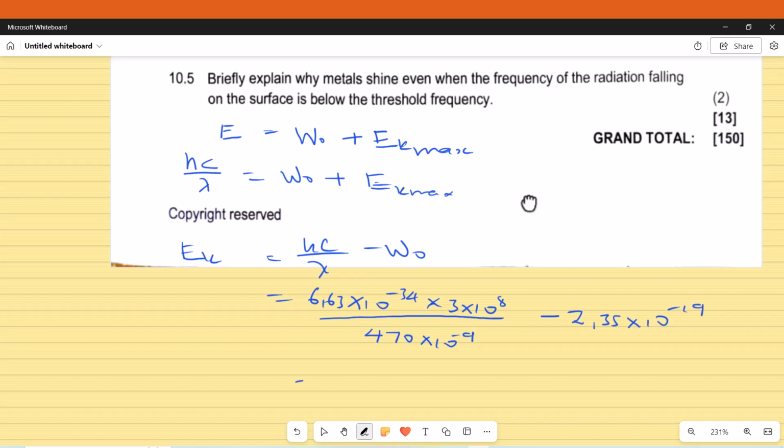So what do we get finally? On my calculator, I get 1,882 times 10 to the power negative 19 joules.